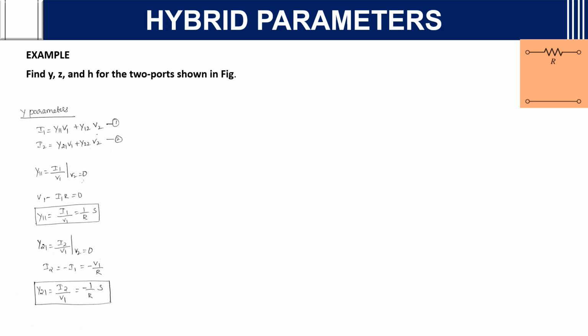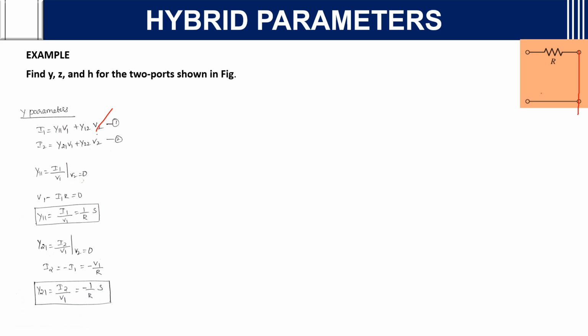Find Y, Z and H for the 2-port shown. See, the 2-port is given, and they have simply given one resistor. How to find? It's very easy, but you may feel it is a little bit tricky. Y parameters, how do you find? I1 is equal to Y11 V1 plus Y12 V2, and I2 is equal to Y21 V1 plus Y22 V2. You know that Y11 is nothing but I1 by V1 when V2 is equal to 0. When you make V2 equal to 0, you are going to short the V2 side.